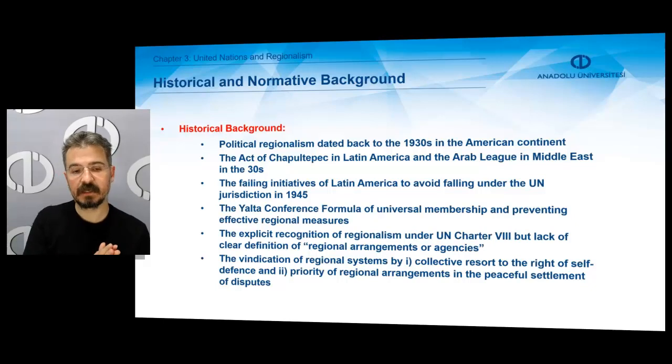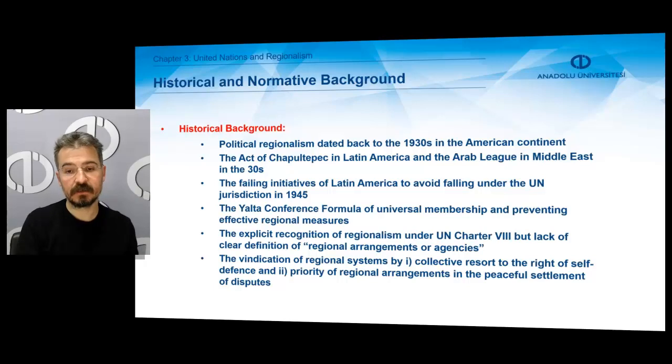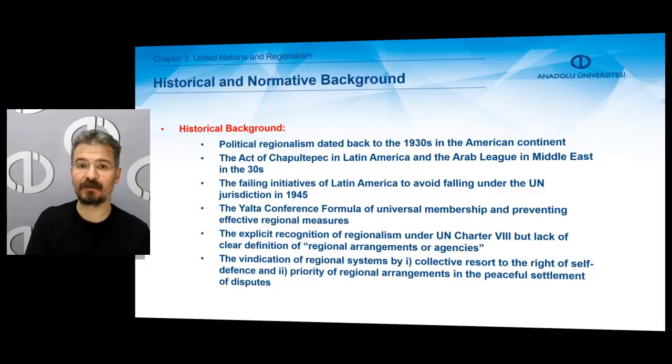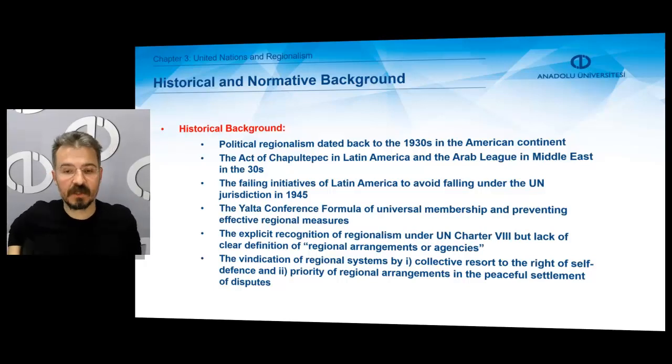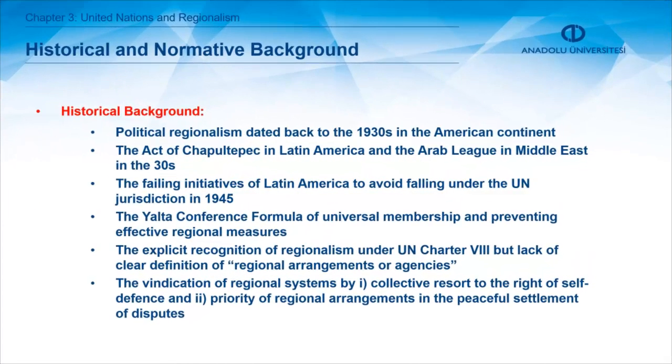Finally, although the United Nations led to universal membership and prevented effective regional measures, the UN Charter explicitly recognized regionalism under Chapter 8, but still the Charter lacks a clear definition of regional arrangements and agencies.